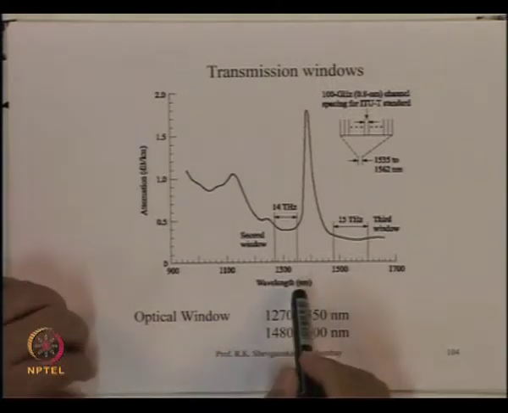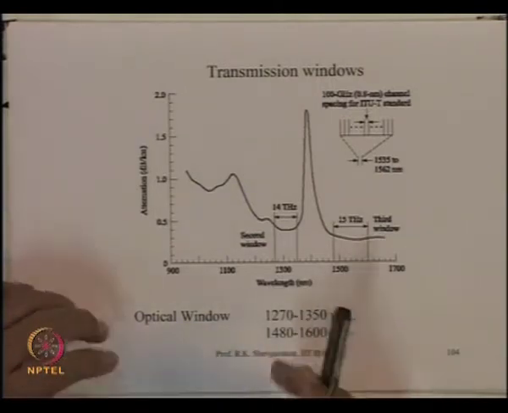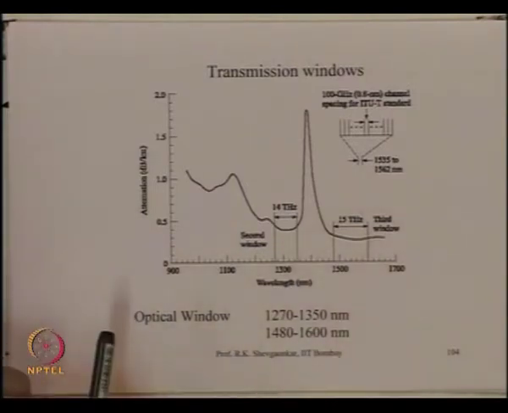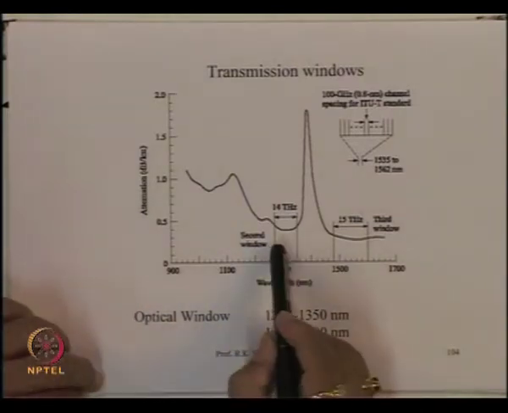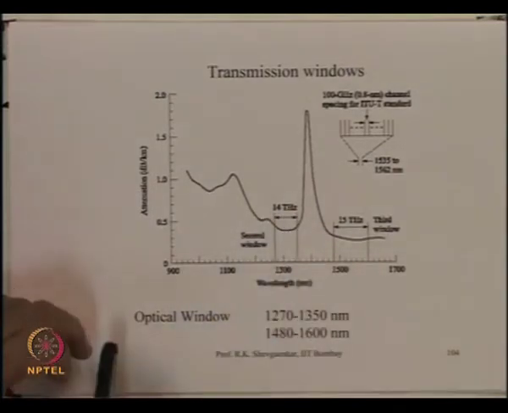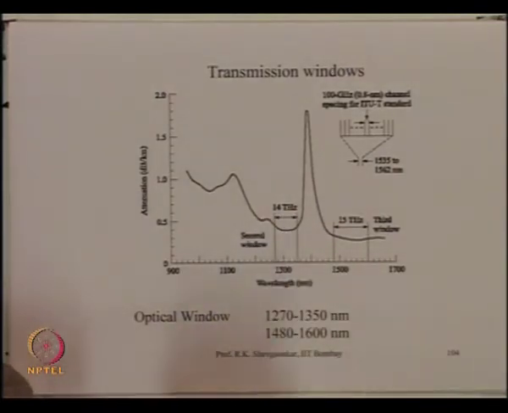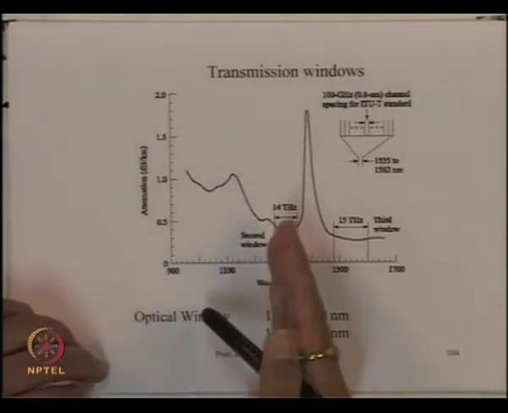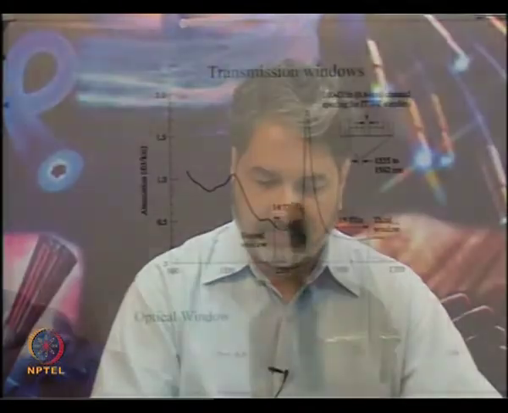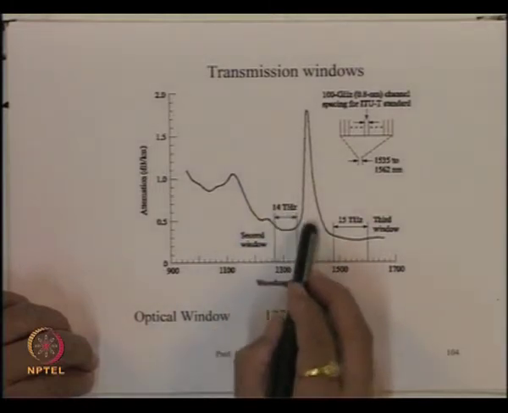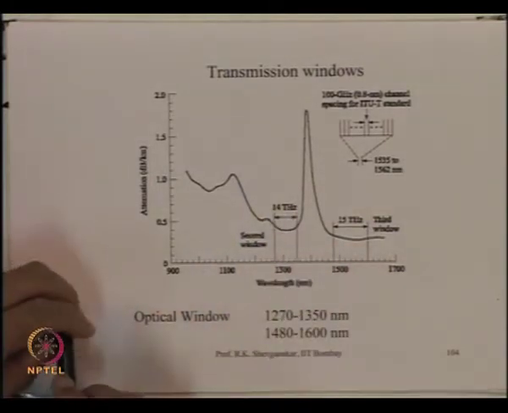Now initially, when the systems were designed in the 1310 nanometer window, and you may recall that this was the window because the dispersion was very low in this window. The material dispersion goes to 0 around 1270 nanometer. So the systems were developed around this window.